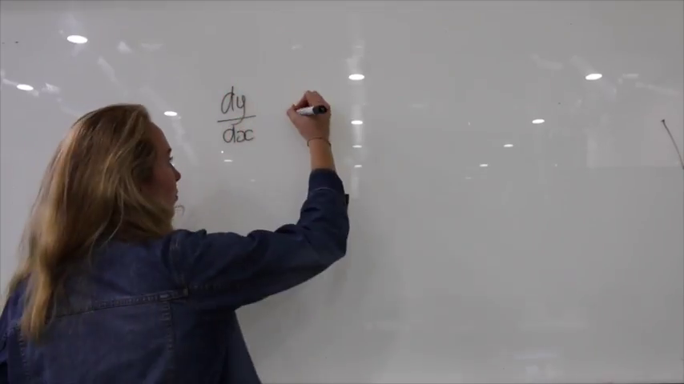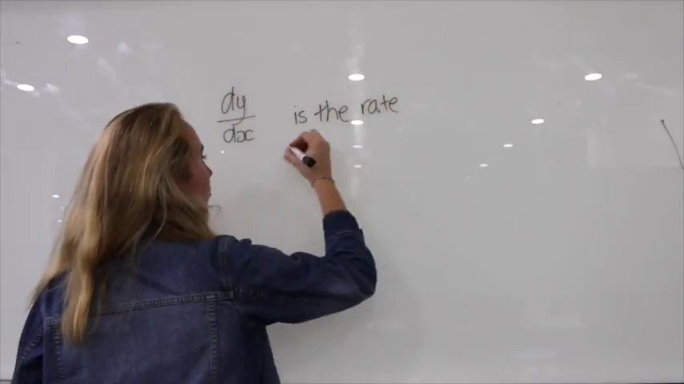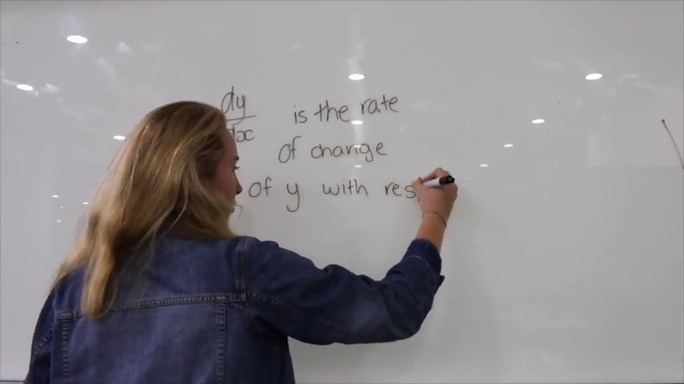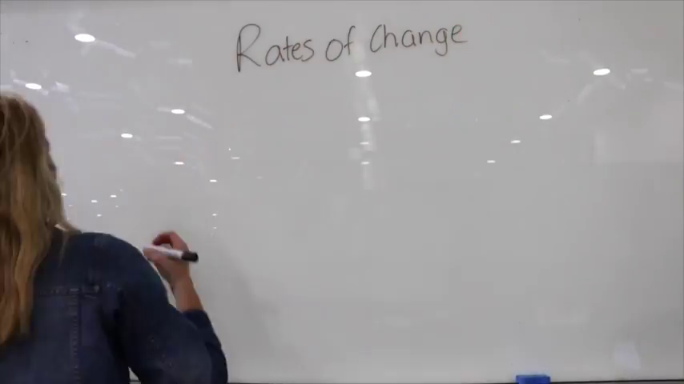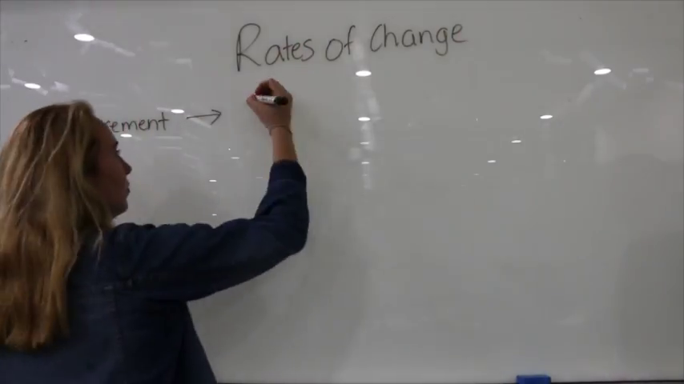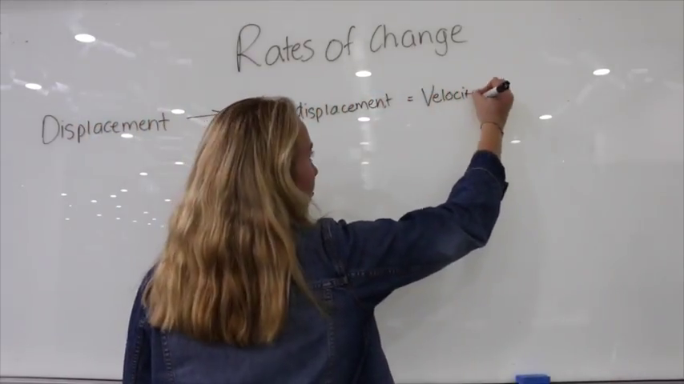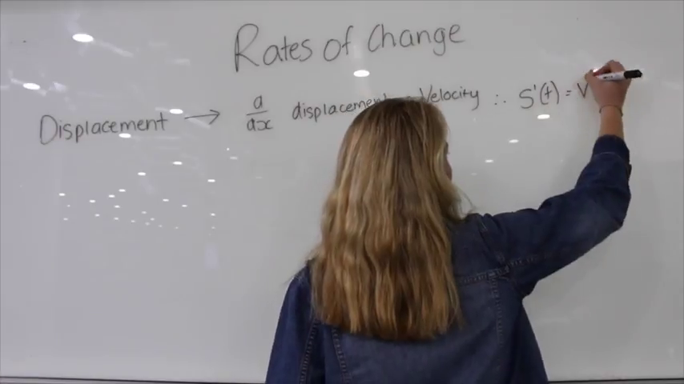The derivative of some function is also known as dy over dx, which is the rate of change of y with respect to x. When you want to find the rate of change of displacement, you simply differentiate the displacement function. This then gives you the velocity of that function. Therefore, velocity is the derivative of displacement.